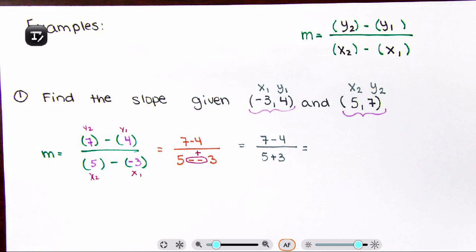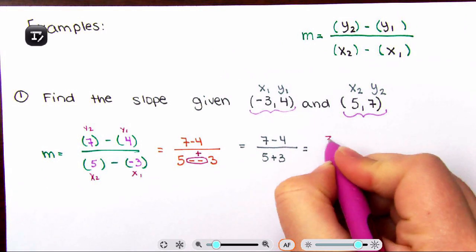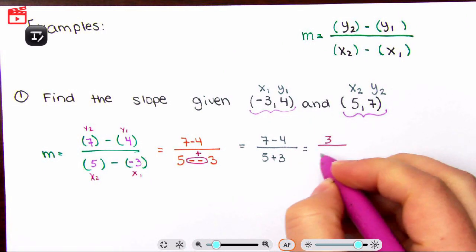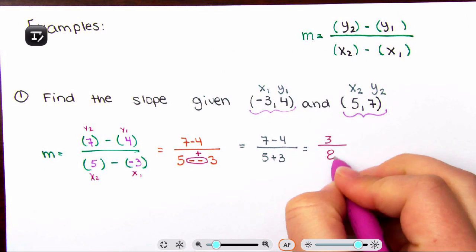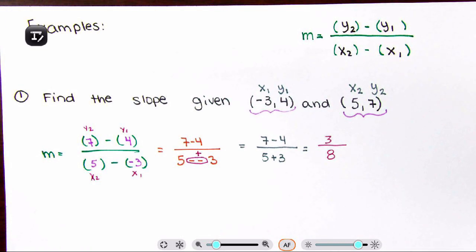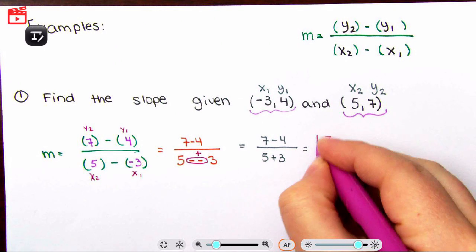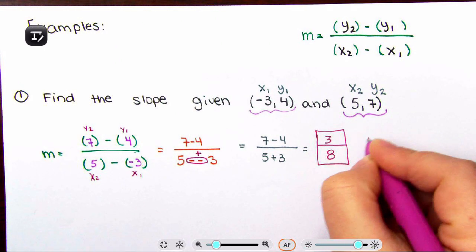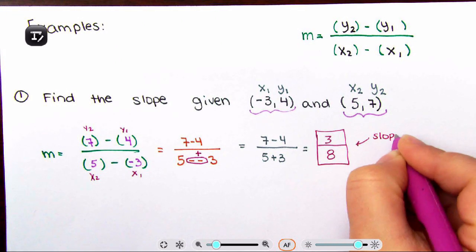7 minus 4 is 3. And 5 plus 3 is 8. And then here you can simplify the fraction if you can. If you cannot, you leave it. And that is your slope. Or you can say little m.